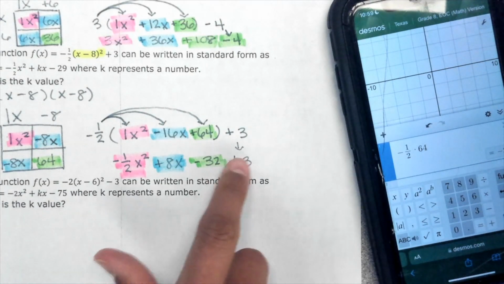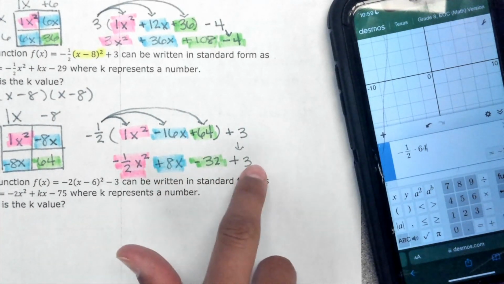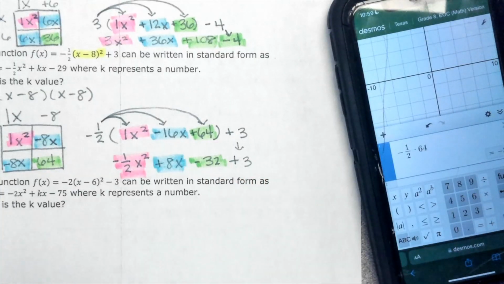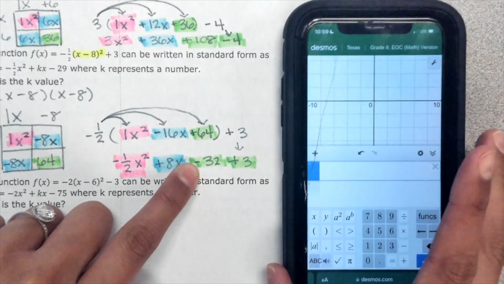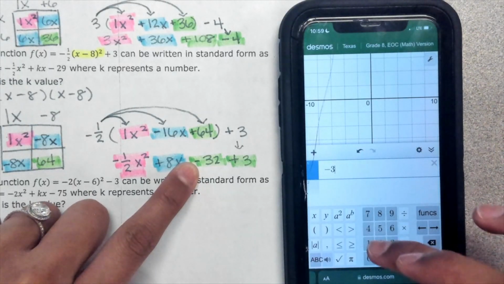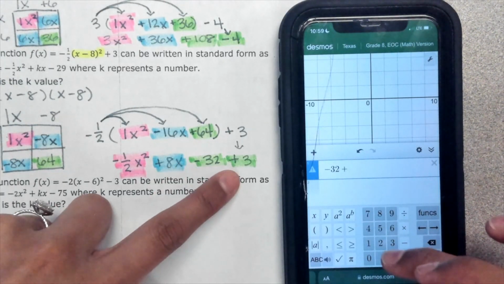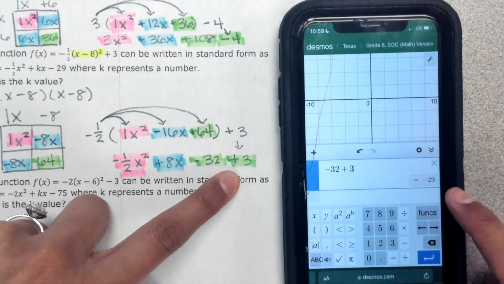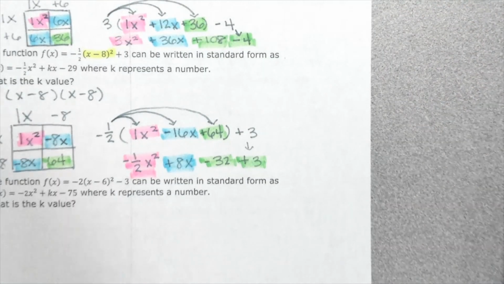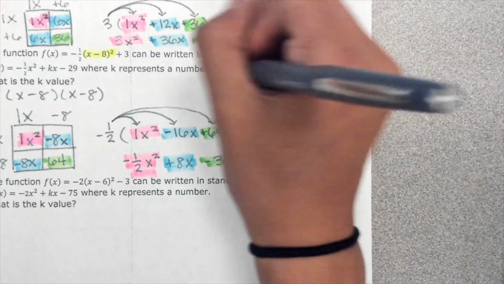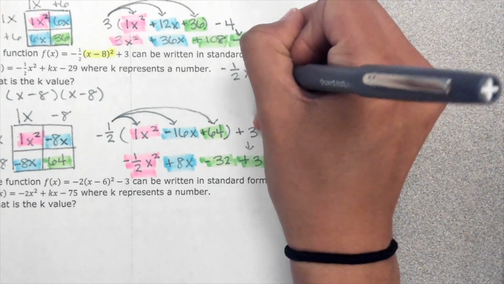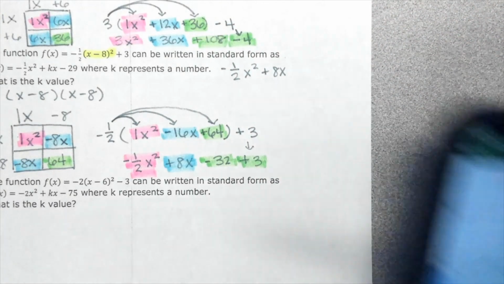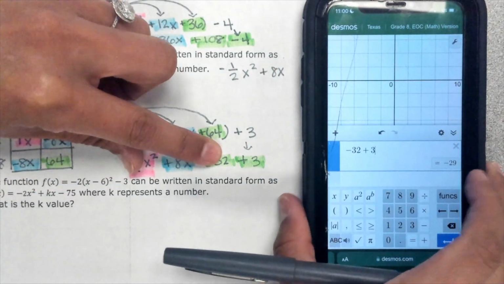Okay, so now we look for which one is the like term for positive 3. It's going to be the negative 32. So these should be the same color. These are like terms, so we're going to add these together. So I'm going to erase my calculator. We're going to take negative 32 plus a positive 3, and it comes out to negative 29. So here's my final answer written, negative 1/2 x squared plus 8x. When we added those last two numbers together, we got a negative 29.